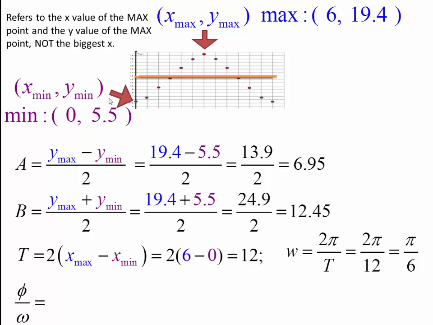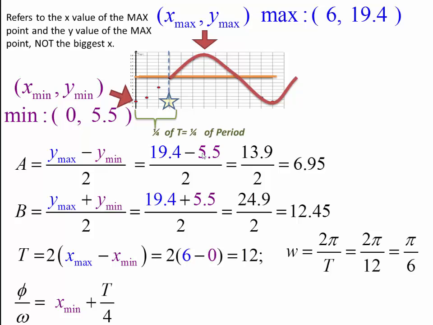Phi over omega is my horizontal shift. And what we want to think about is where my sine curve starts. It starts right here. So I need to figure out what I have to move from my normal location, my axis, to get to that new starting point. And it turns out it's going to be the minimum value plus exactly 1/4 of the period. Always, always, always. Since that's 1/4 of the period, if I add that to my x min, 0 plus 12 divided by 4 is 3. And that makes sense. In March is when it begins working its way up to a maximum again.